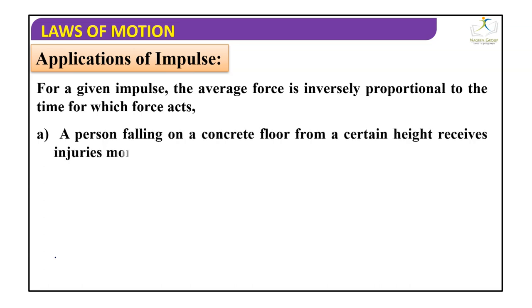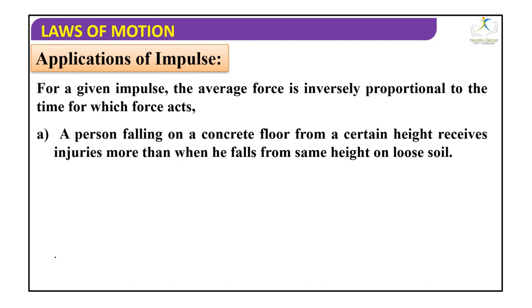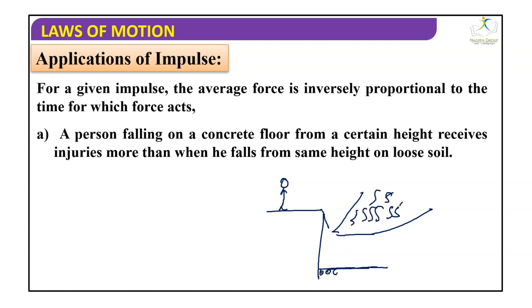For example, a person falling on a concrete floor from a certain height receives more injuries than when falling from the same height onto loose soil. What is the reason behind that? When the person starts to fall, there are two types of surface. One surface is loose soil, and the next is concrete. On concrete, the person does not move much in depth, but in soil the person can move more in depth. So as you can see, force is inversely proportional to T. If T is more, then force will be less.